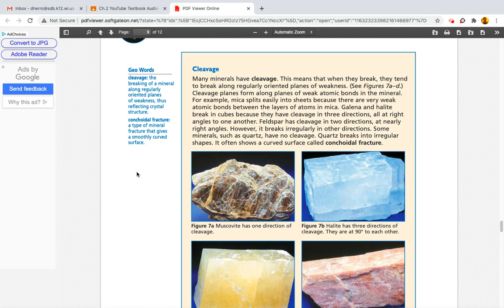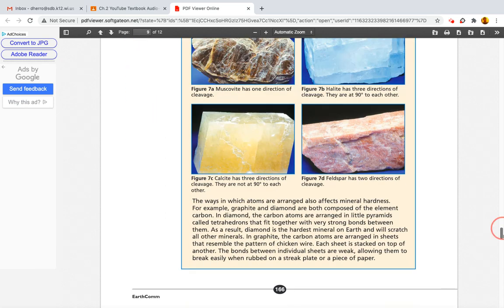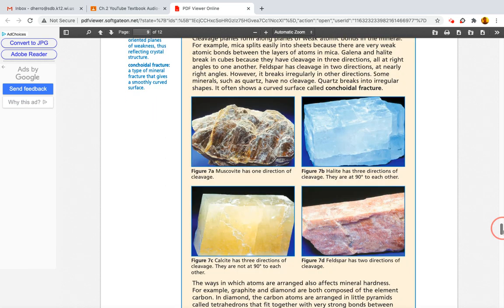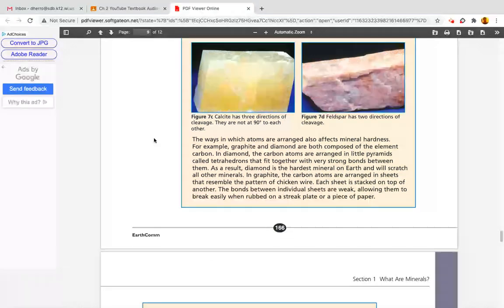It often shows a curved surface called conchoidal fracture. Okay, so in figure 7a, muscovite has 1 direction of cleavage. Figure 7b, halite has 3 directions of cleavage. They are at 90 degrees to each other. In figure 7c, calcite has 3 directions of cleavage. They are not at 90 degrees to each other. In figure 7d, feldspar has 2 directions of cleavage.